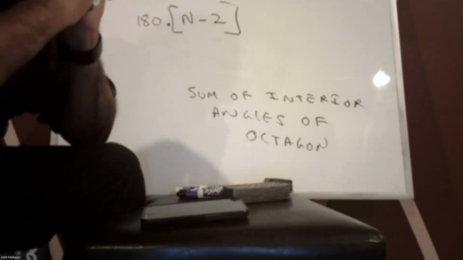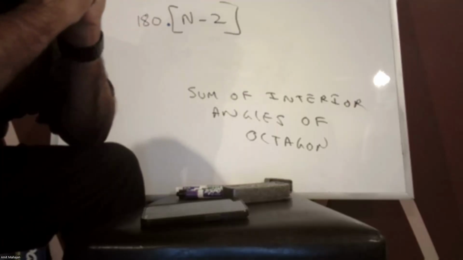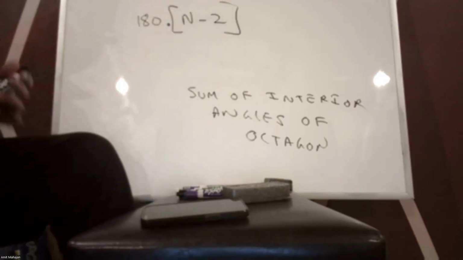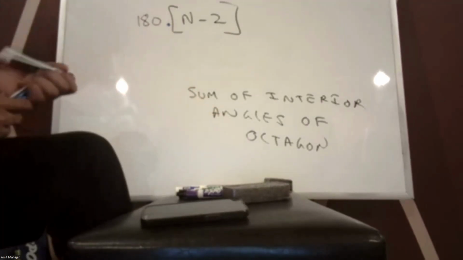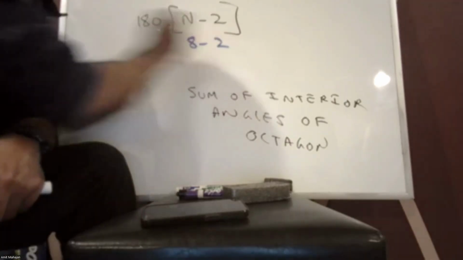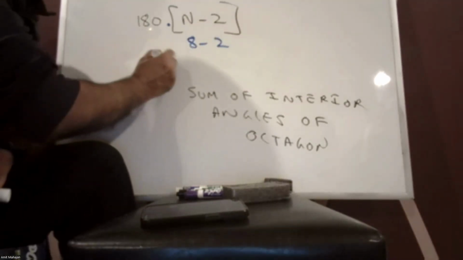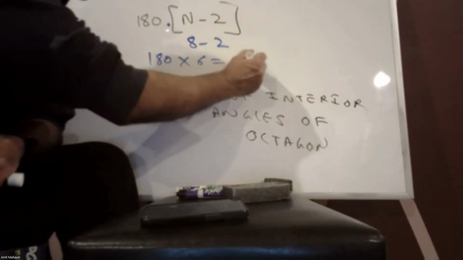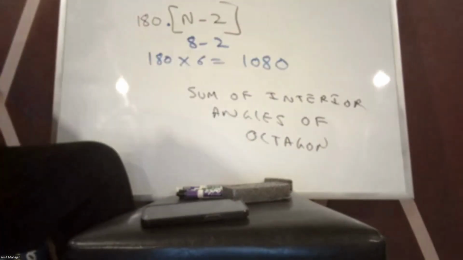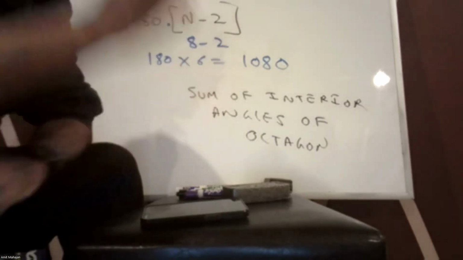Marcel, can we help them now? They're typing 1080. You think they are correct? Yeah. Beautiful. How many sides are there in an octagon? 8. Beautiful. What is 8 minus 2? 6. And what is 180 times 6? 1080. 1080 is correct. Beautiful. Great job. You can mute.